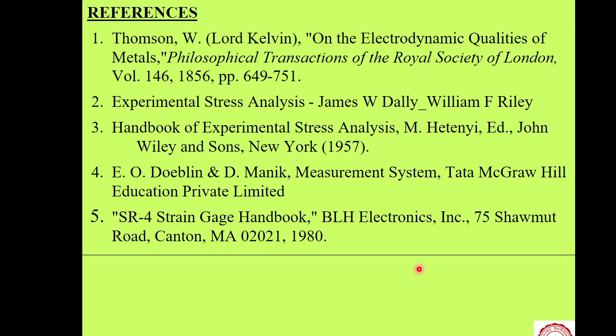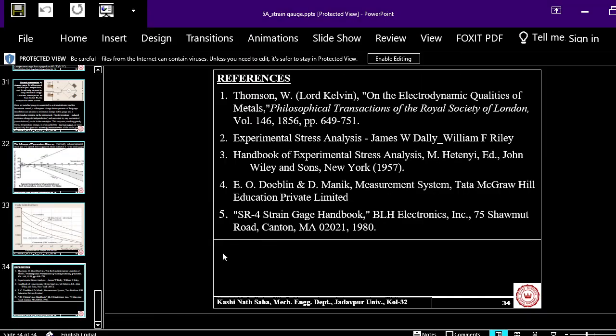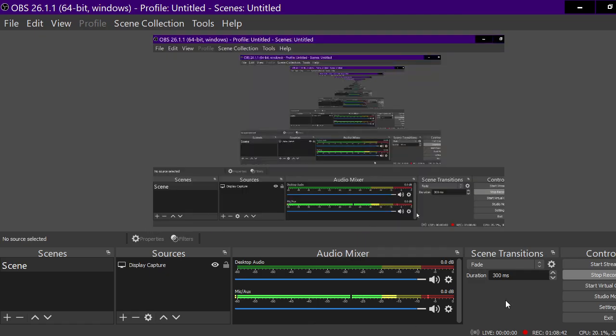This is some reference book for strain gauge, and actually these handbooks will contain the maximum information. These are manufacturers' handbooks. So you have these slides with you. This is the part of the discussion on strain gauge. The next part would be our discussion on the strain measurement part. So let's go into that.